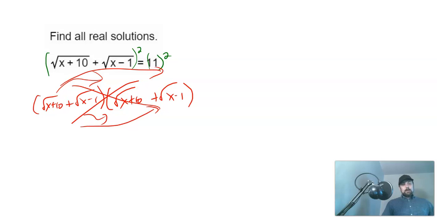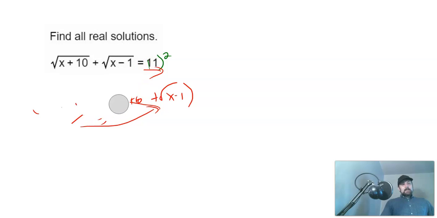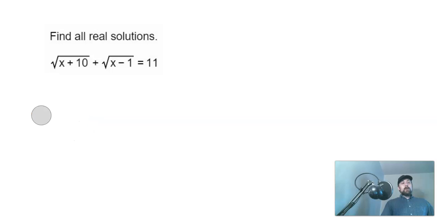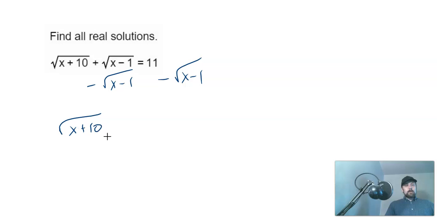So what you want to do here, let me just erase all of this and start over. The best path to getting the solution here is to get one of the square roots by itself first. So I usually like to get the scary one by itself first. This one looks a little more scary to me. So I'm going to get this square root of x plus 10 by itself by subtracting the square root of x minus 1 to the other side. So isolate one of the square roots first. So we get 11 minus square root of x minus 1 on the right-hand side.